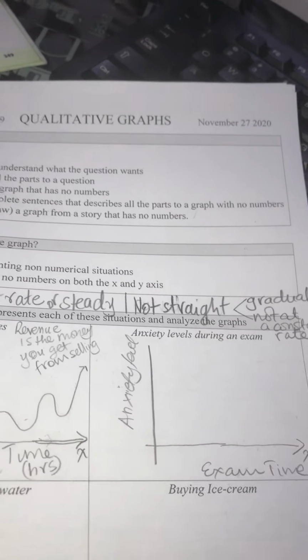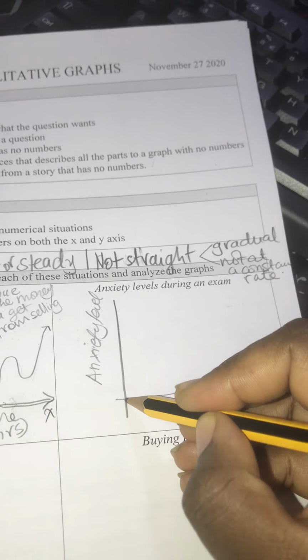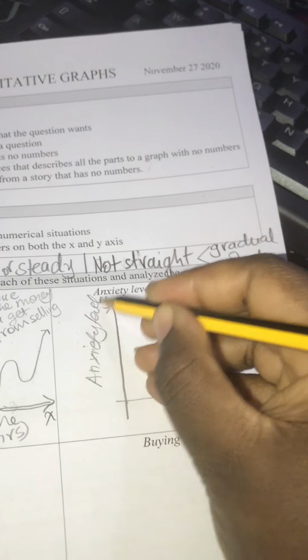How anxious are you feeling? How worried are you feeling? Like this, you have butterflies. That's what anxiety means. Okay. So obviously, before the exam, we are here. This is Y and this is X.